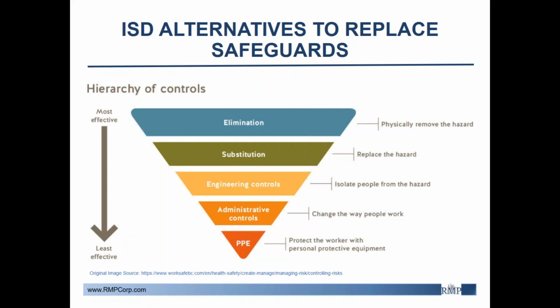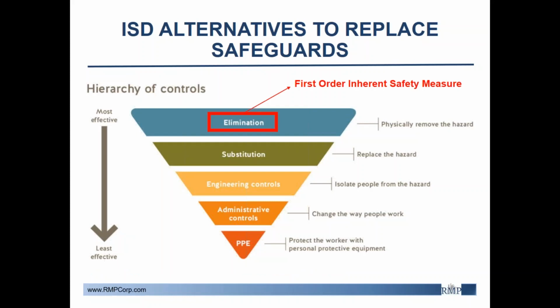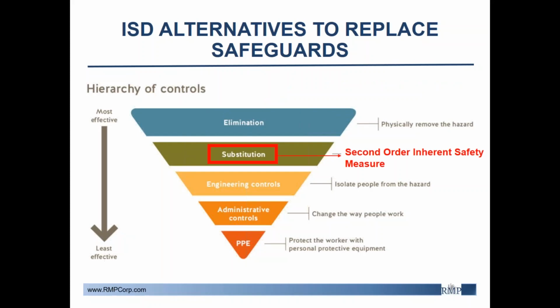As this figure depicts, the most effective control to reduce the severity of a consequence is elimination or substitution. Elimination is also referred to as minimization, which are ISD principles. So elimination or minimization is considered a first-order inherent safety measure, while substitution is considered a second-order inherent safety measure.